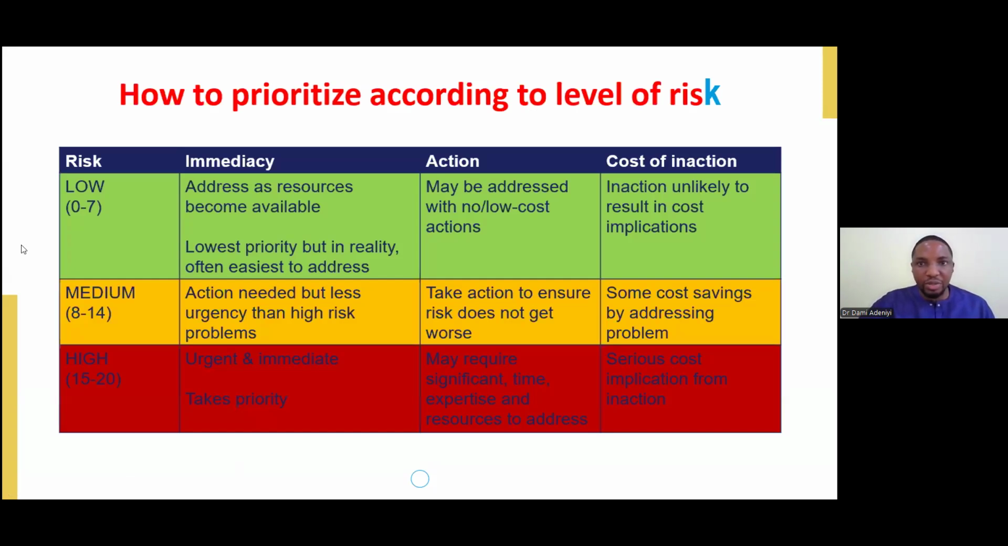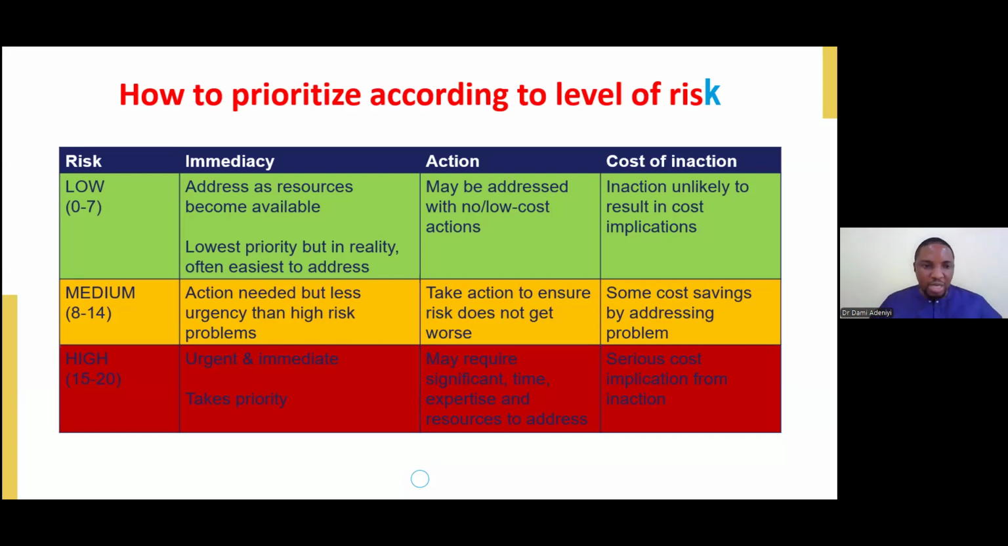This table just shows how to prioritize according to level of risk, like I said, low, medium, and high. This is after you've calculated the total risk where you put together severity and the likelihood. Now, the ones with low risk, you can address as resources become available. Action in such a case usually means low cost actions. But if they are not addressed, meaning if there's inaction, it is unlikely to result in major cost implications.